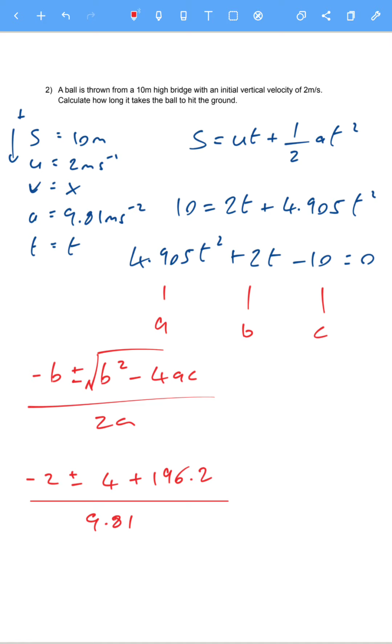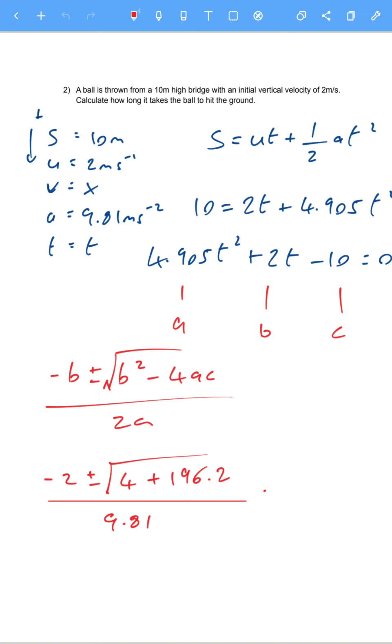So we're going to do minus 2 plus the square root of 4 plus 196.2, so that's 198.2. And then we need to divide that by 2 lots of a, which is 9.81. So that gives us 1.24 seconds, which sounds right. It is correct if you got that, well done.